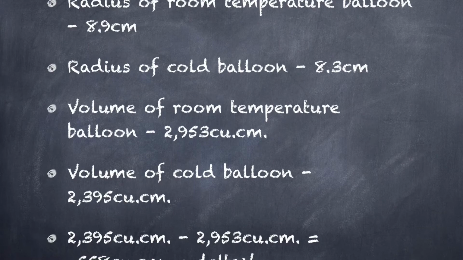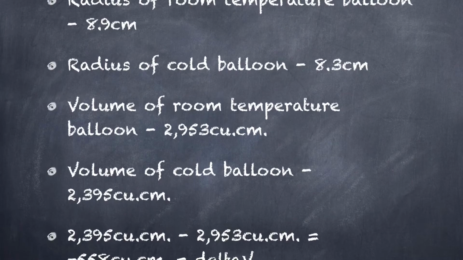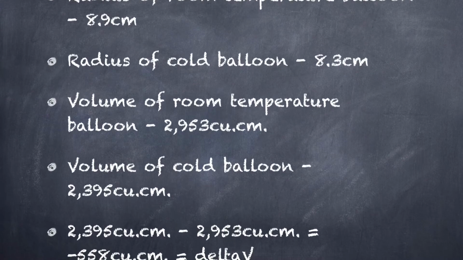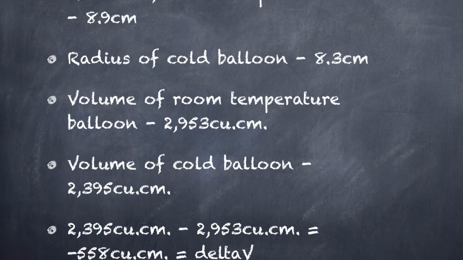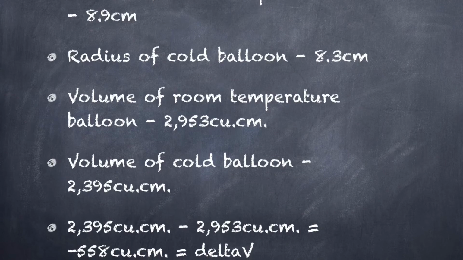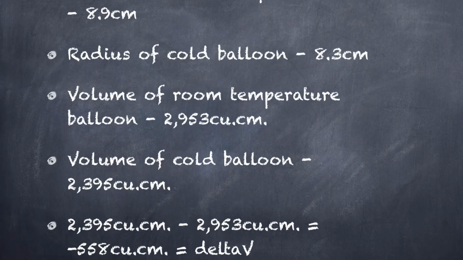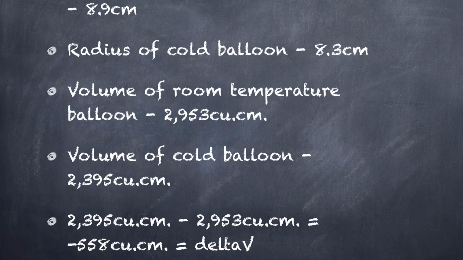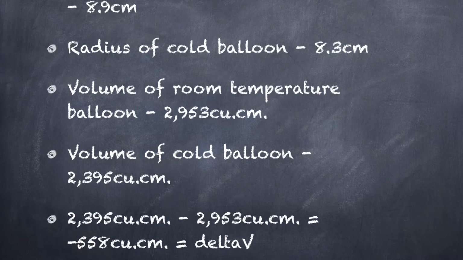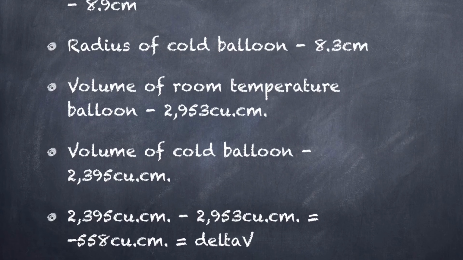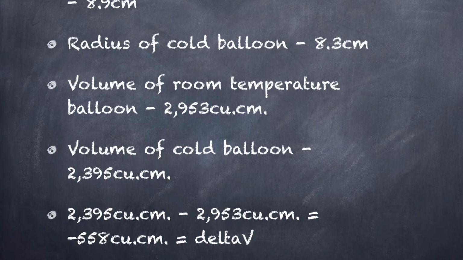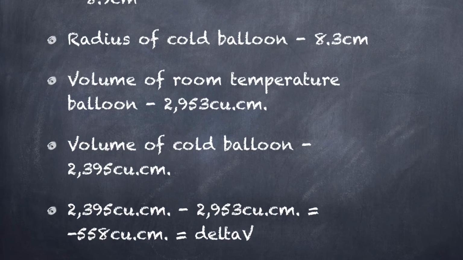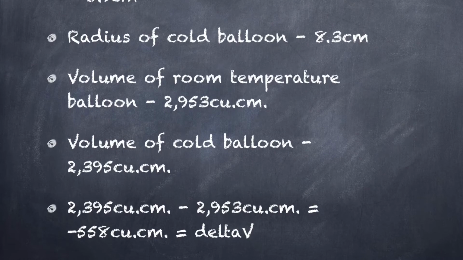After this, we found the volume of both the room temperature balloon and of the cold balloon by using the formula V equals 4/3 pi times r cubed. For the room temperature balloon, we multiplied 4/3 by pi by 8.9 centimeters cubed, giving us a result of 2,953 cubic centimeters. For the volume of the cold balloon, we multiplied 4/3 by pi by 8.3 centimeters cubed, giving us a result of 2,395 cubic centimeters.